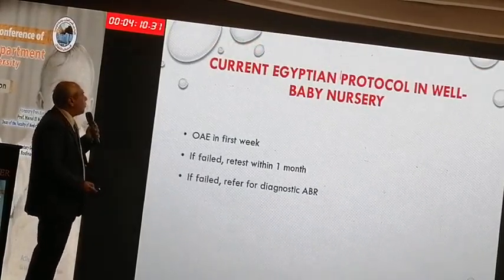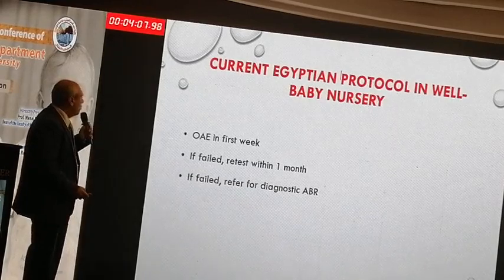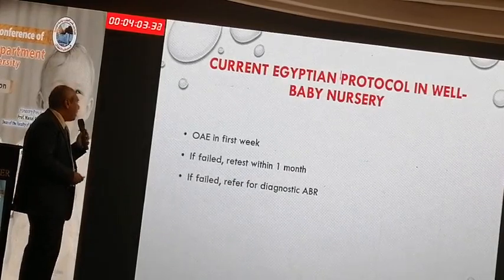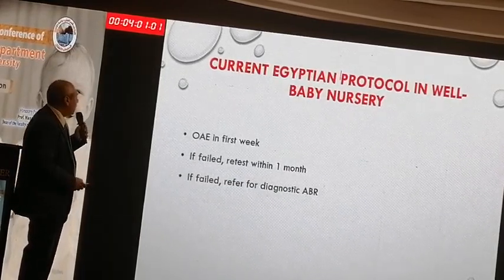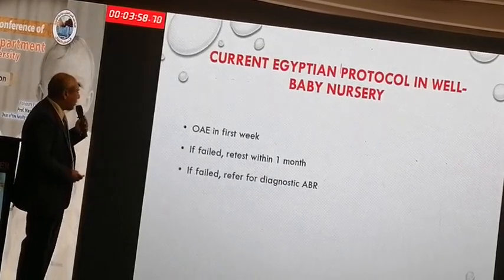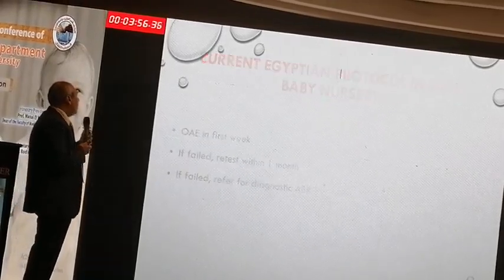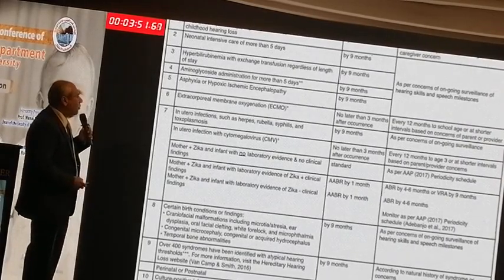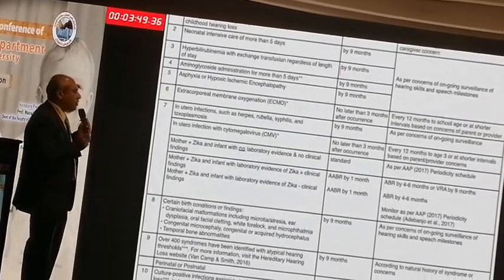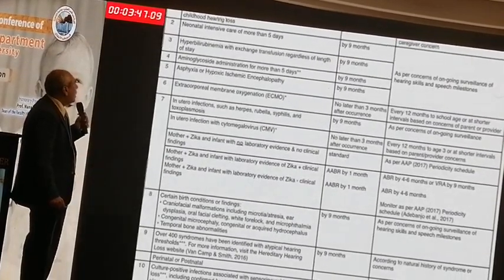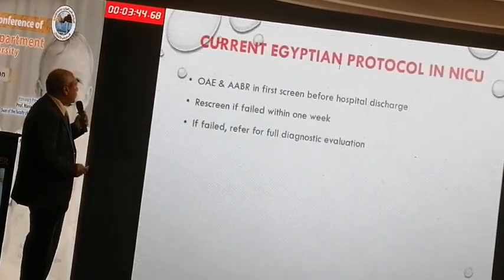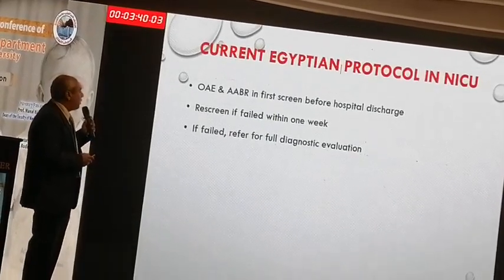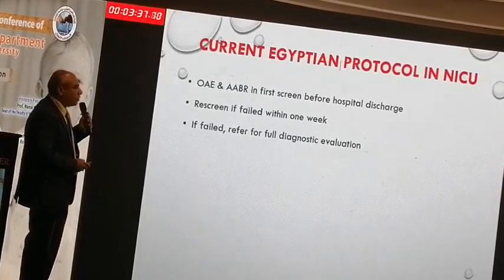The current Egyptian protocol for normal newborns is that we do otoacoustic emissions in the first week, and if failed, we repeat it within 1 month, and if failed, we refer for diagnostic ABR. In case of newborns who are at high risk, which is one of the highest factors for the development of sensory hearing loss, both tests are done for screening before hospital discharge, and we repeat them if failed within 1 week, and if failed, we refer for full diagnostic evaluation.